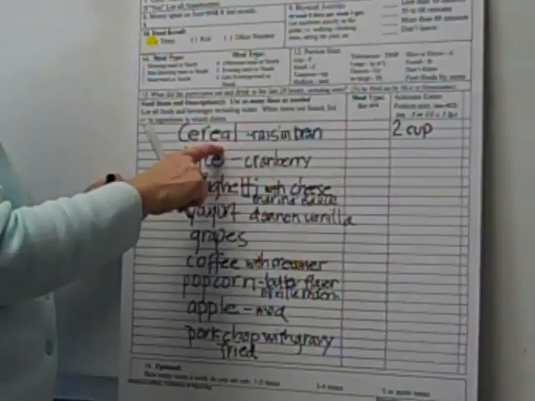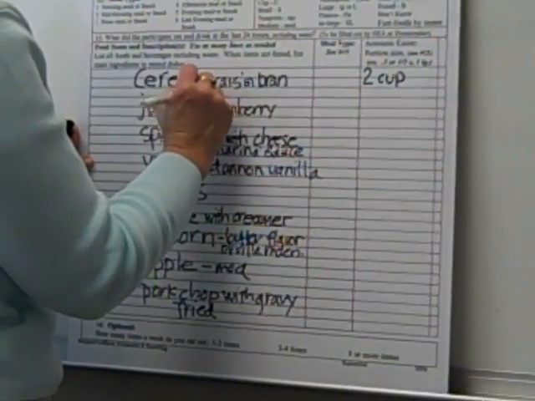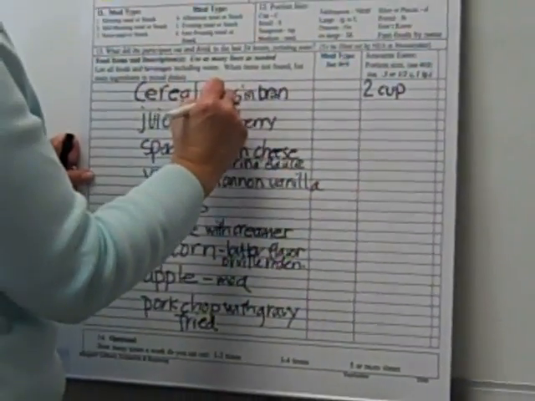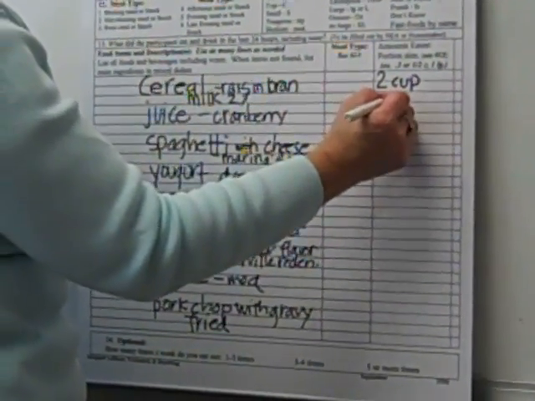You know what? I didn't write it on here, but I also had milk, didn't I? I did. I missed that. So here's milk. What kind of milk? 2%. And about how much? 1 cup.